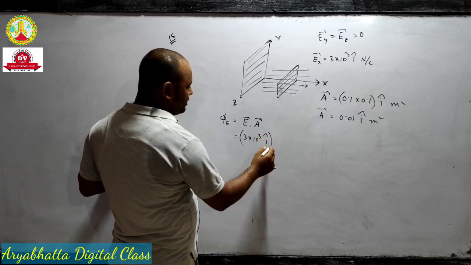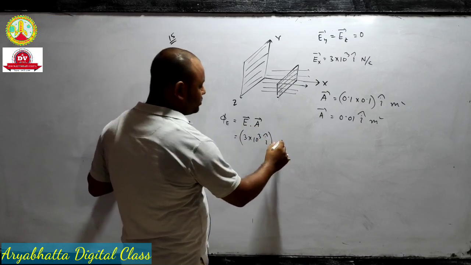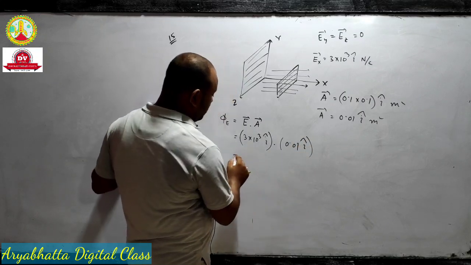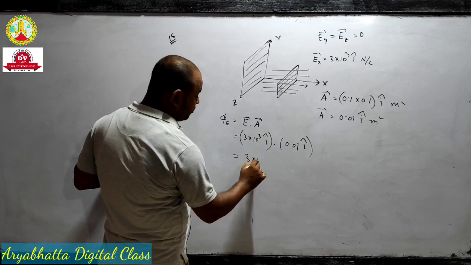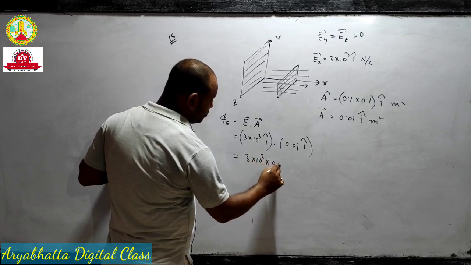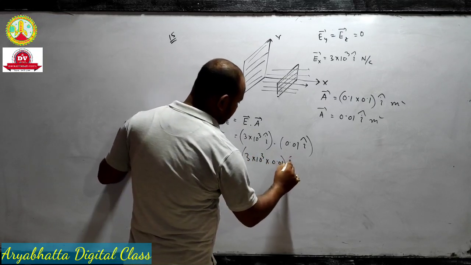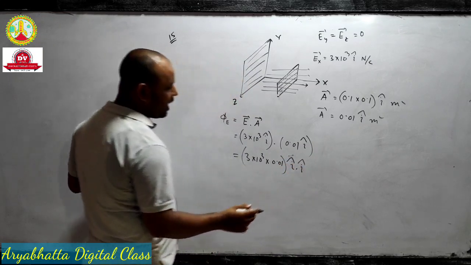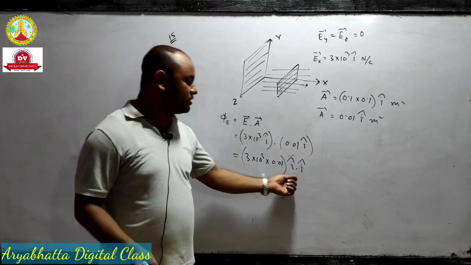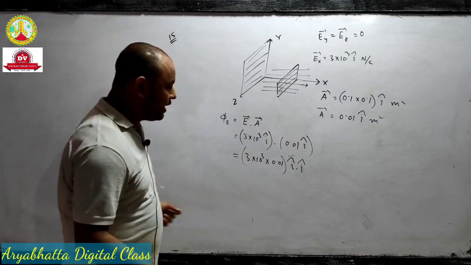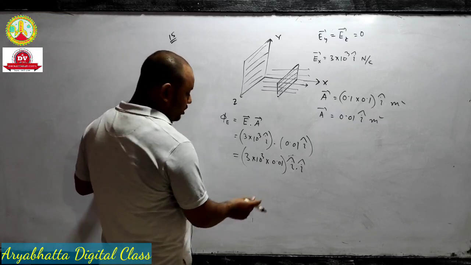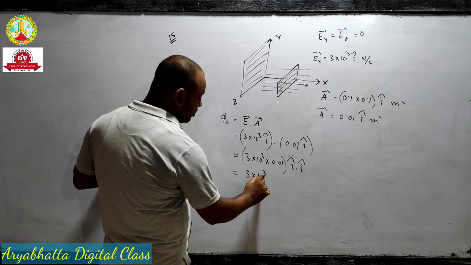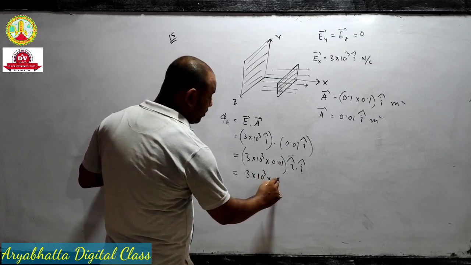And area vector is 0.01 i cap. The magnitude is 3 into 10 to the power 3 into 0.01, i cap dot i cap. The dot product of similar unit vectors is 1. I cap dot i cap is equal to 1. In first year we have discussed this topic. 0.01 means 10 to the power minus 2.